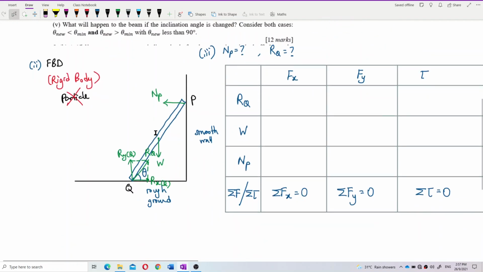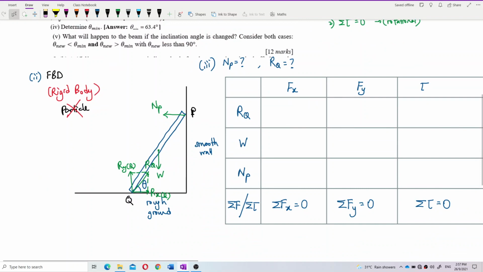Okay, refer to our free body diagram that we have just drawn. Forces on P, just want to highlight on P and Q. The force on P is the normal force because it's a smooth wall. It's a smooth wall, so it only has the normal force.